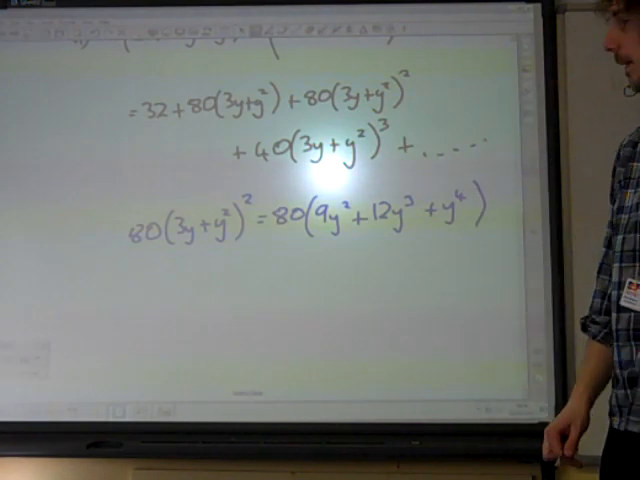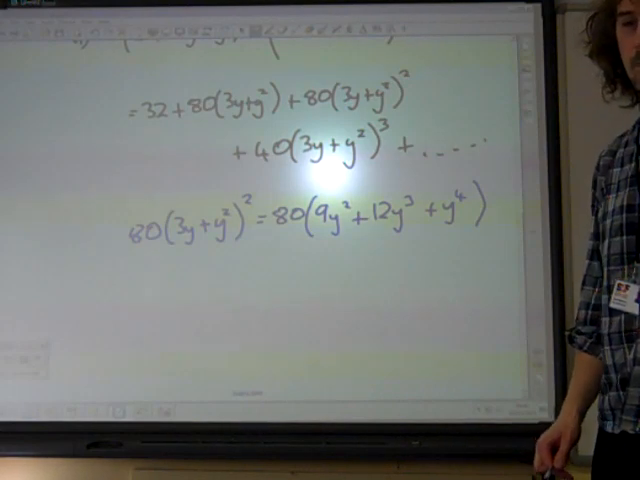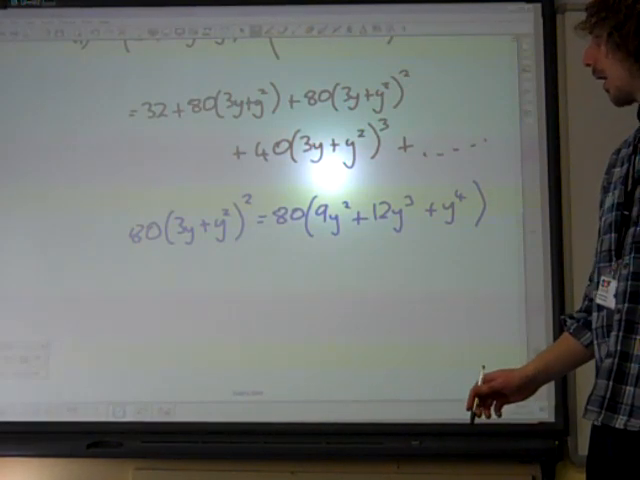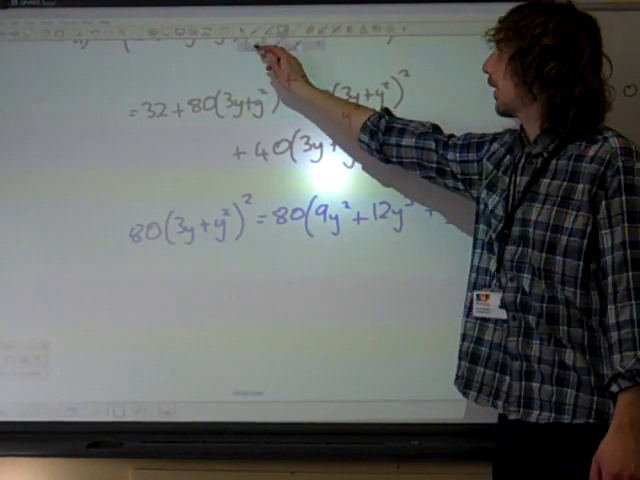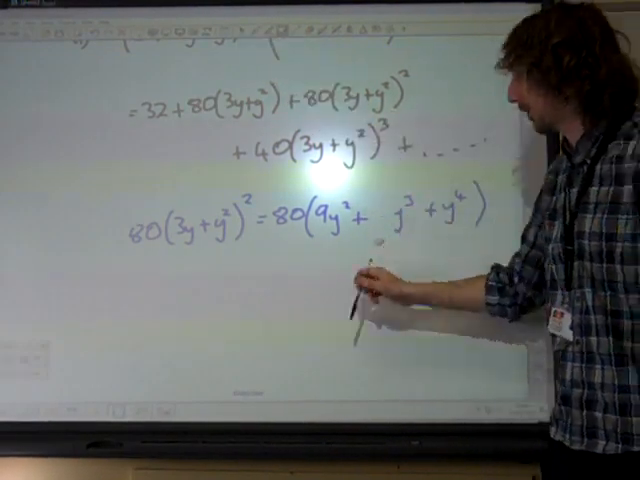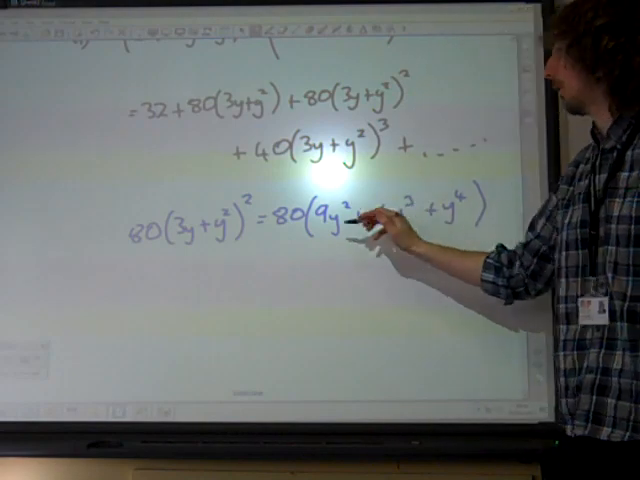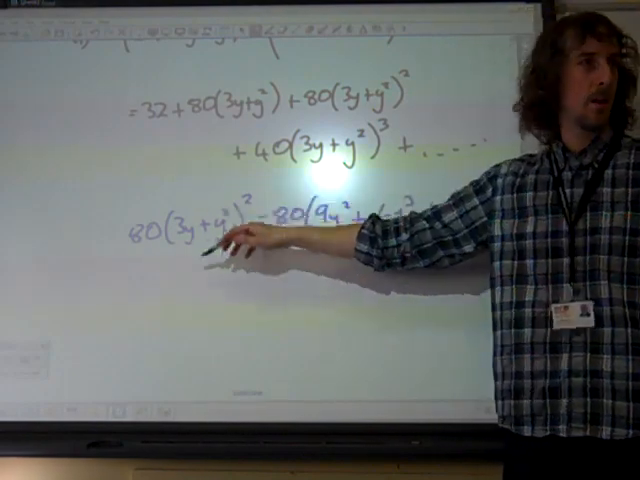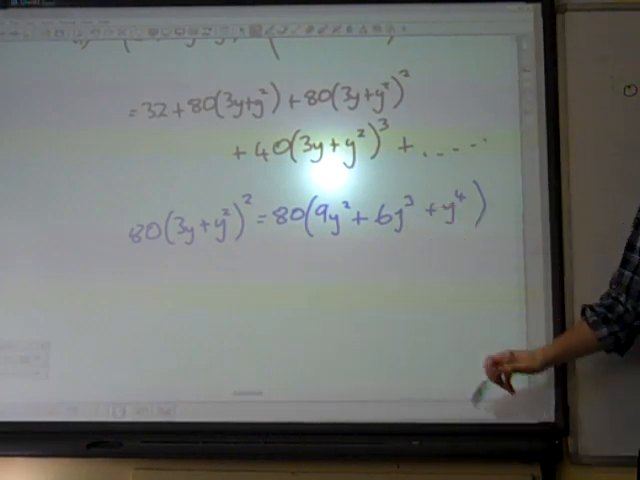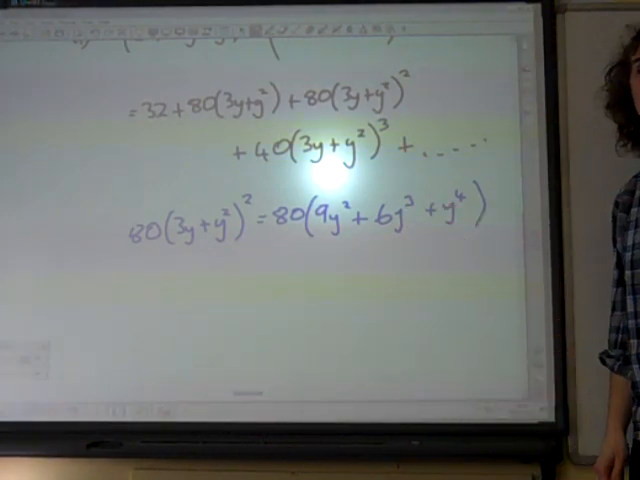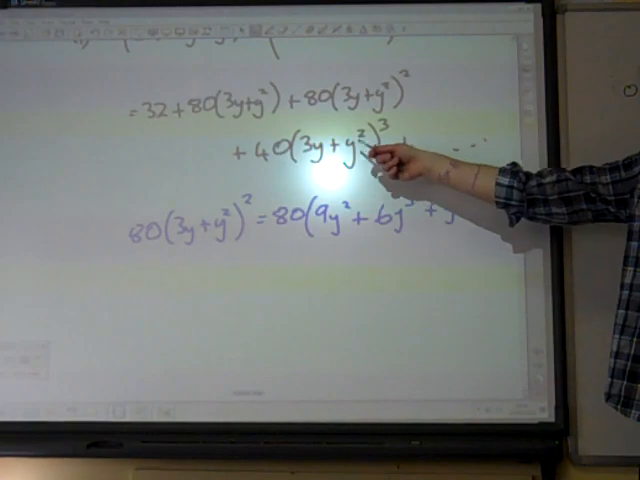Okay. Sorry, I've added this twice, haven't I? Did you notice that? There's a 6 in there. We've got 3y times y squared, plus 3y times y squared, so that's just a 6y cubed. Sorry.